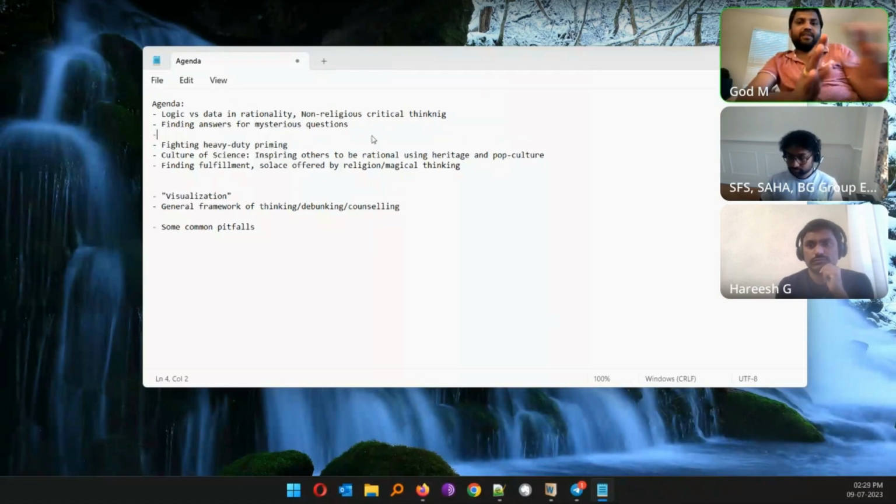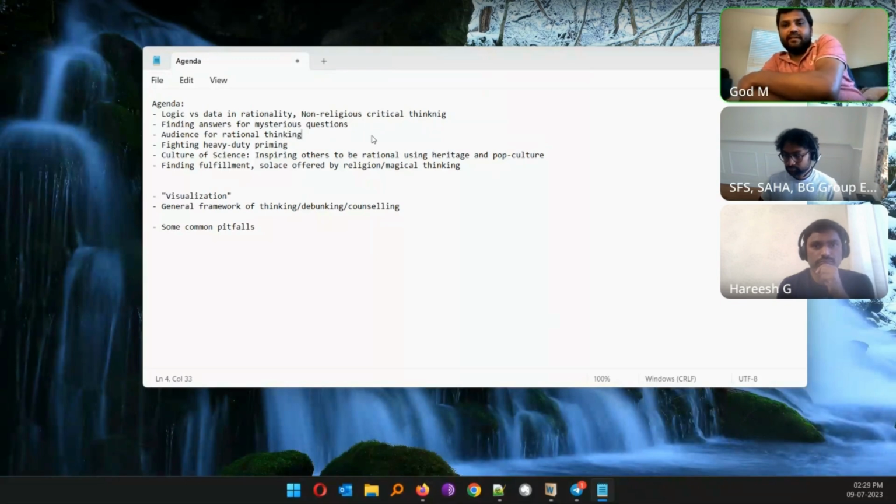When you come up with good content, good material that you want to give to society, how to deliver it and whom to deliver it to matters.